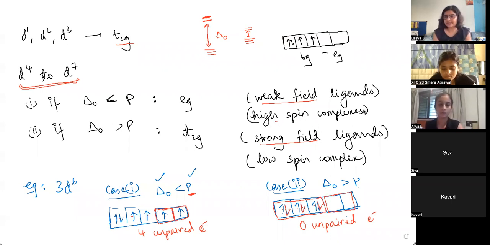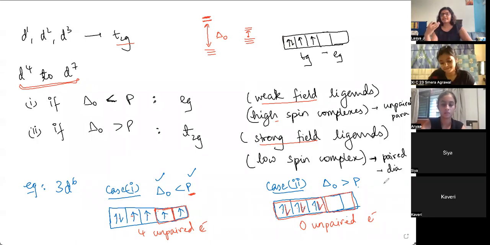So high spin complexes are characterized by more number of unpaired electrons and they usually tend to be paramagnetic. Low spin complexes are characterized by a maximum number of paired electrons rather than unpaired, and they tend to be diamagnetic. Even if they are not diamagnetic, they have extremely low magnetic moments, plus a lower number of unpaired electrons. Okay, so this is this thing.